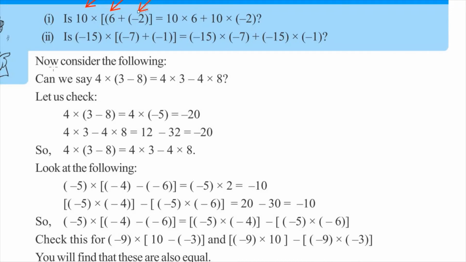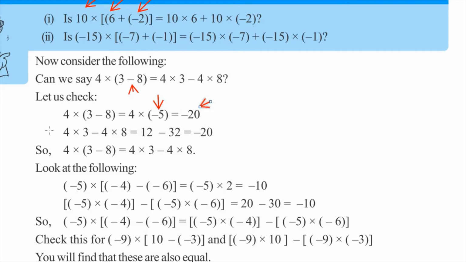Let us move on. Now consider the following. Can we say that 4 into (3 minus 8) is equal to 4 into 3 minus 4 into 8? So this is the distributive property applied over the negative sign. Let us check this. For us to find out 4 into (3 minus 8), we can do 3 minus 8 first. So 3 minus 8 is minus 5. We just find the difference of them as whole numbers and then keep the sign of the larger valued integer. In this case, it is minus 8. So finding the product of 4 and minus 5 is going to give us minus 20.